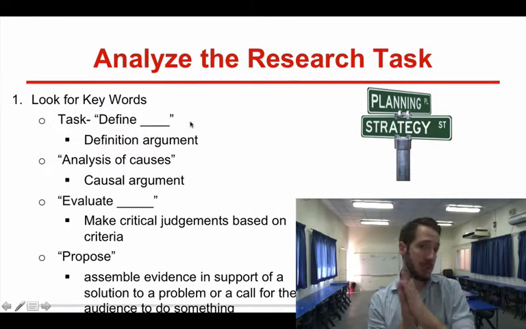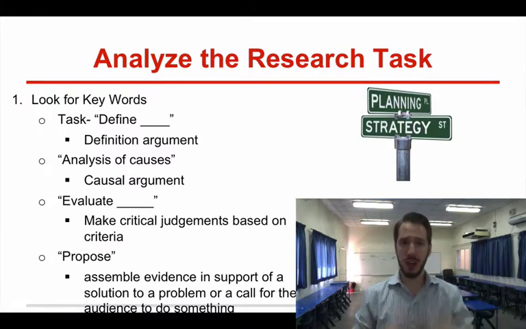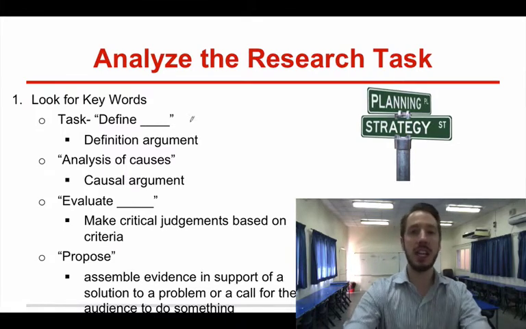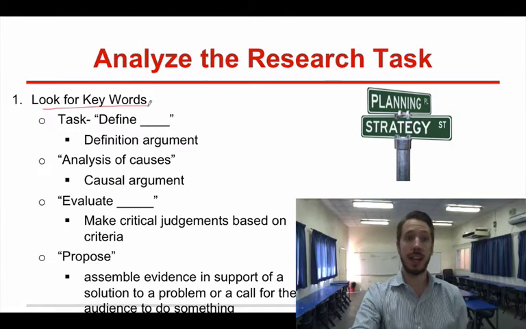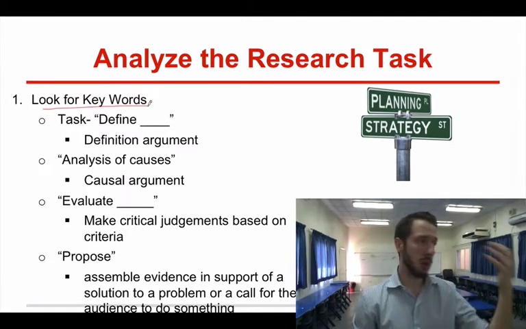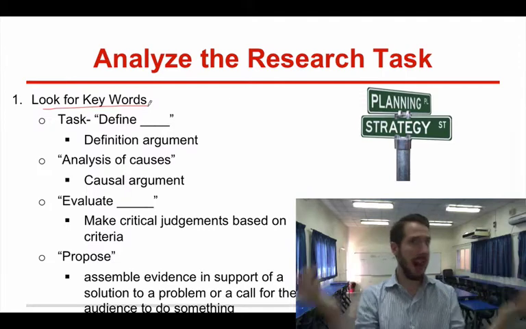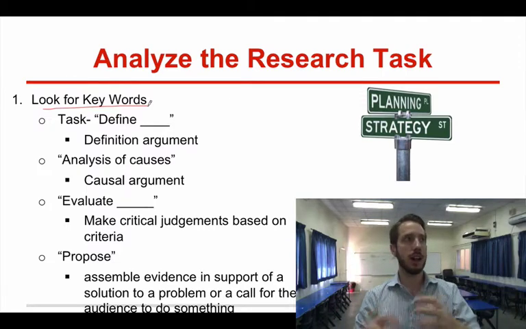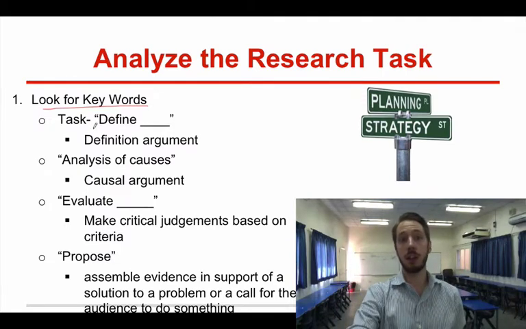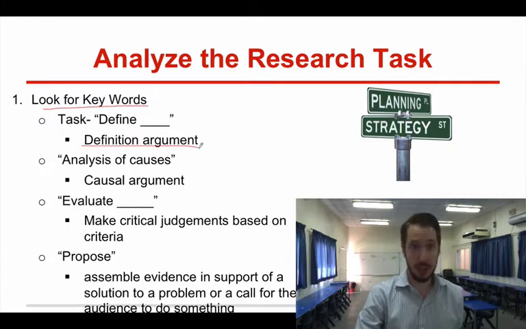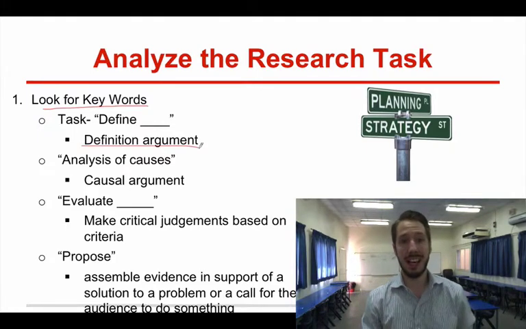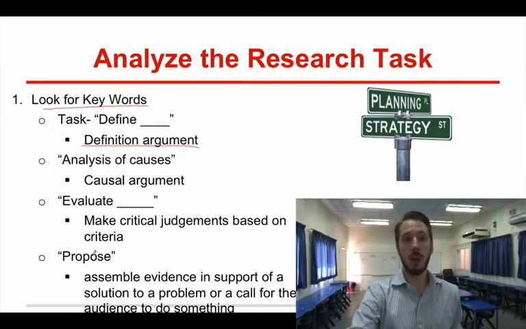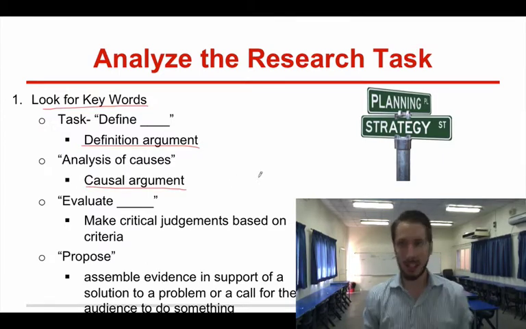Now, the first thing that you probably want to do as you're trying to get research together is think about keywords as you're reading the assignment that I give you. If it's an essay or a presentation or some sort of dramatic piece, think about what kind of argument you are making. Are you doing a definition argument where you're going to have to define something? Are you going to be doing a causal argument where I want you to look at the causes of a certain event or a certain crisis or the causes of a certain social scenario in the world?